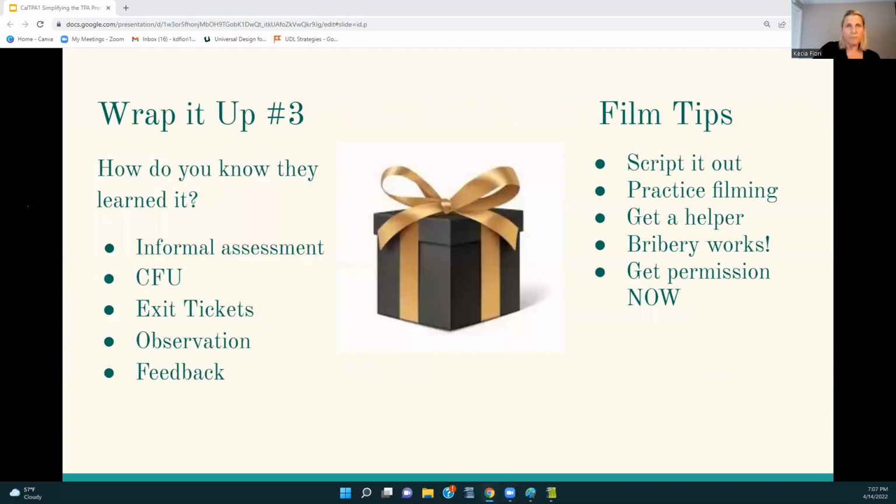Okay, the button didn't work. There you go. And then the last part, wrap it up.